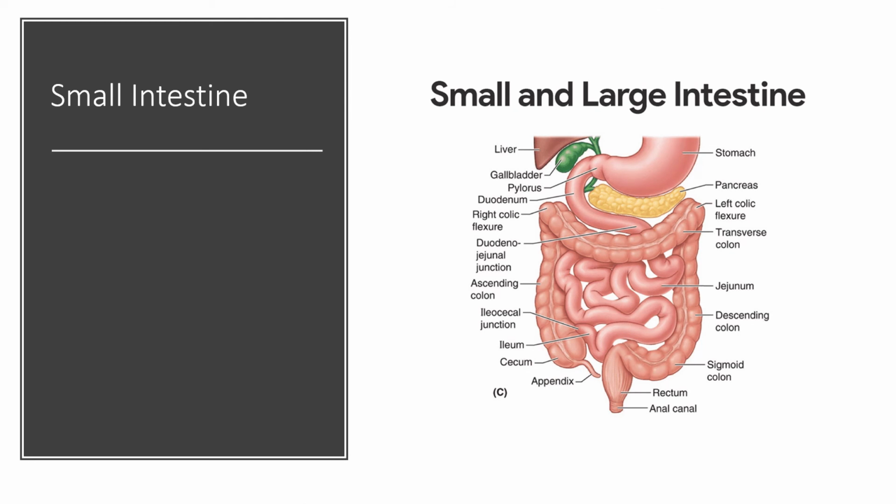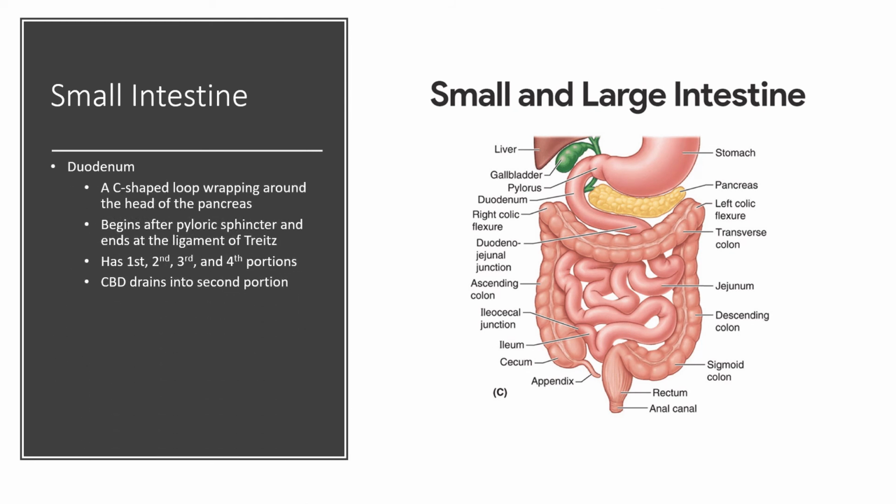Now let's talk about the small intestine. It consists of the duodenum, which is a C-shaped loop wrapping around the head of the pancreas. It begins after the pyloric sphincter, and it ends at the ligament of Treitz, which is somewhere here. The ligament of Treitz is basically a membranous structure which separates the duodenum from the jejunum. And the duodenum actually has 4 portions. You have the first portion, the second portion, which is where the common bile duct drains into, the third portion, and an ascending 4th portion.